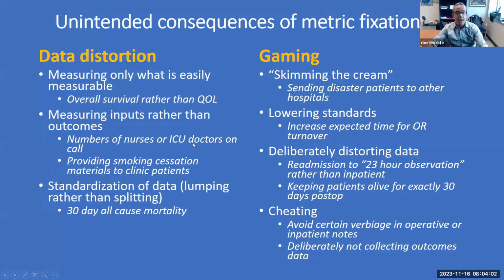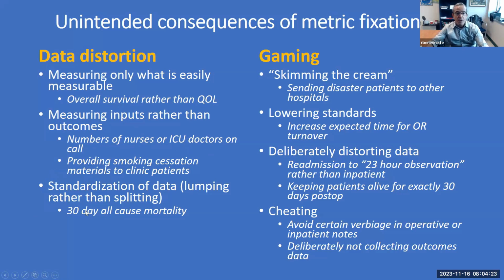Measuring inputs rather than outcomes. So US News and World Report ranks hospitals in part on how many nurses are assigned to a floor with a certain number of patients, how many ICU doctors are on call for an intensive care unit. That's very easy to measure, right? How good a job those doctors or nurses are doing is very hard to measure.